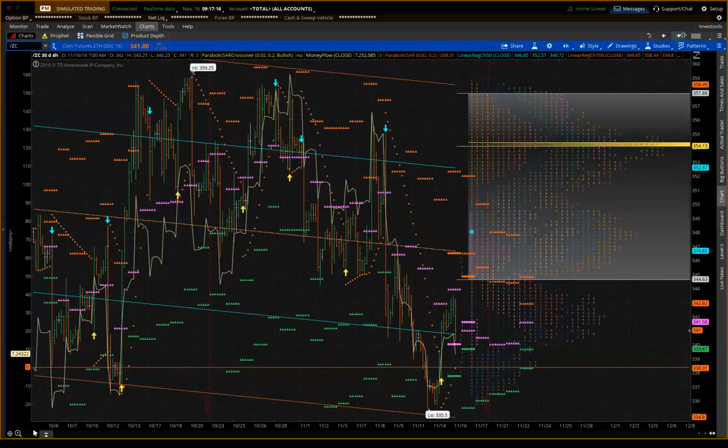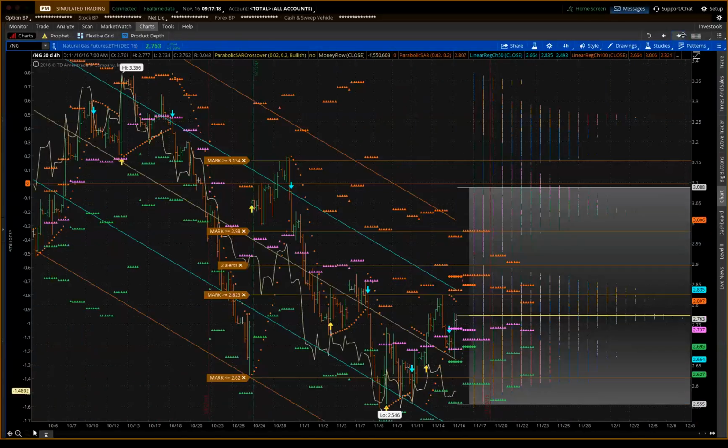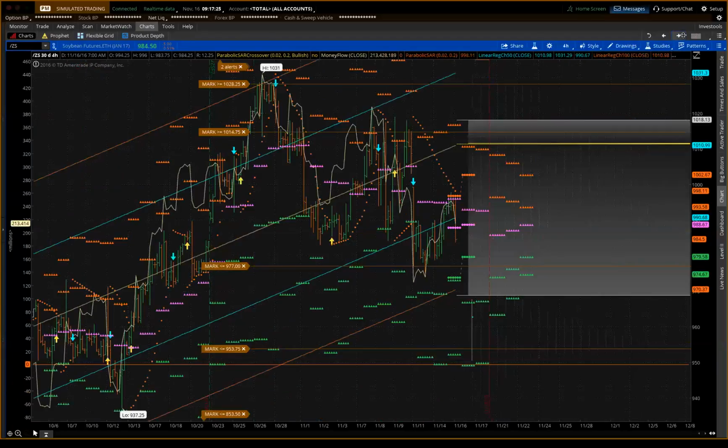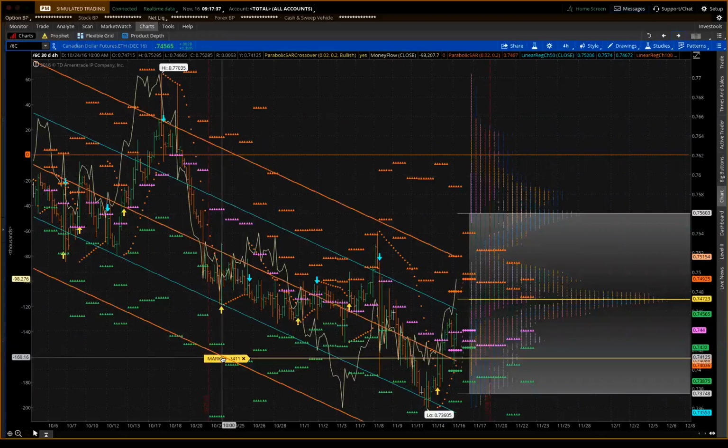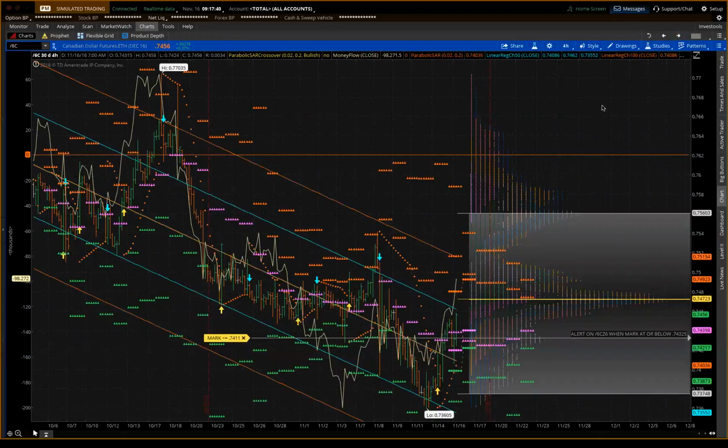Sugar, corn, natty gas, up a nickel, found its happy point. Beans, lows of the day, off a nickel. Canadian dollar still pumping, still moving. Move that stop up. Locking a profit.